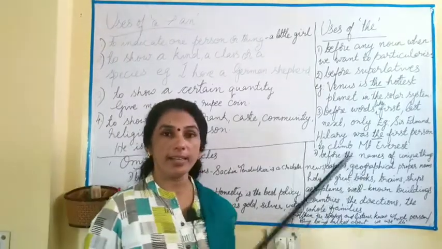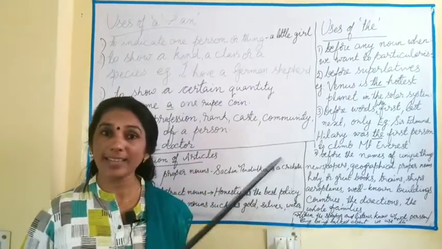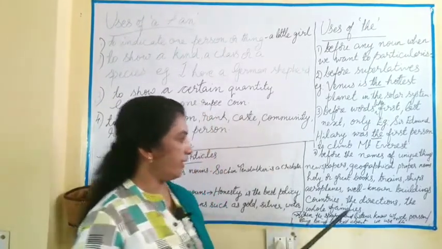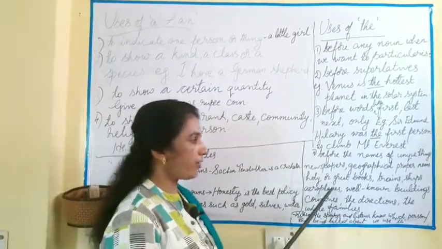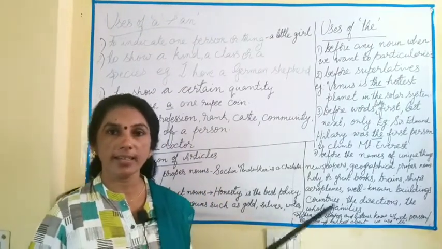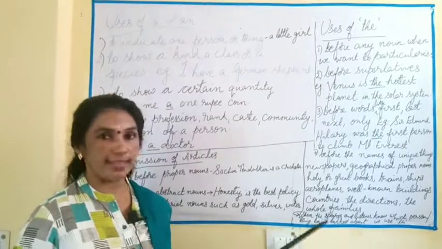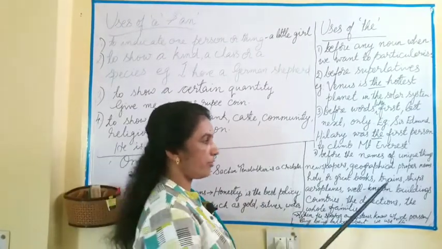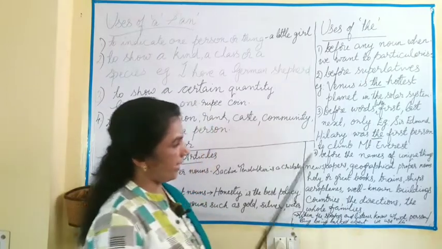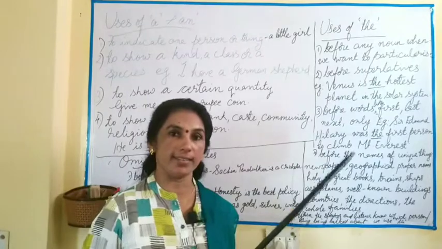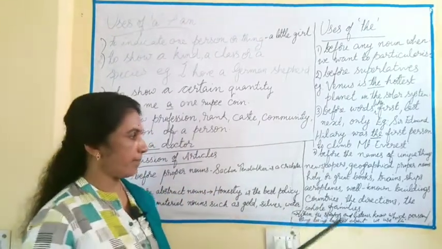So, for example, the Ganges, the Himalayas, etc. We use "the" before the names of holy or great books. For example, the Bible, the Ramayana, etc. We use "the" before the names of trains, ships, aeroplanes, etc. For example, the Rajdhani Express.